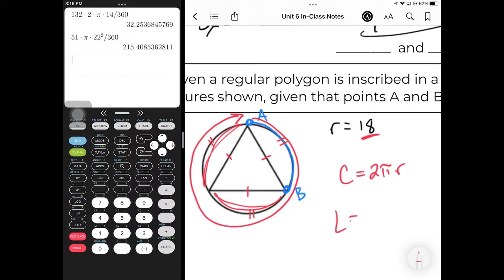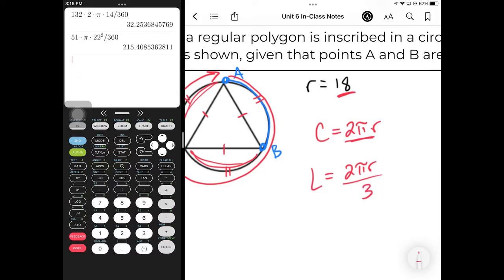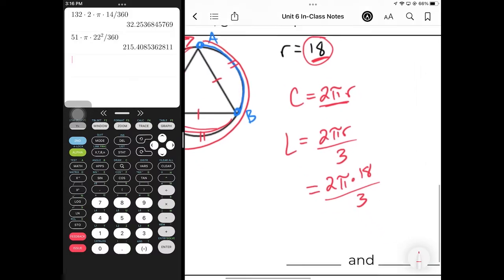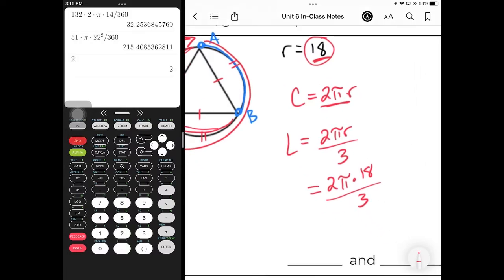So the arc length is equal to that total circumference divided by how many sides that polygon has. In this case, 3. So all I have to do is 2 pi times the radius of 18 and divide that by 3. So when I do 2 pi times 18 divided by 3, I get 37.7 for the length of that arc. Instead of using an angle measure to find out how much of the circle I'm using, I'm going to use the number of sides of the polygon.